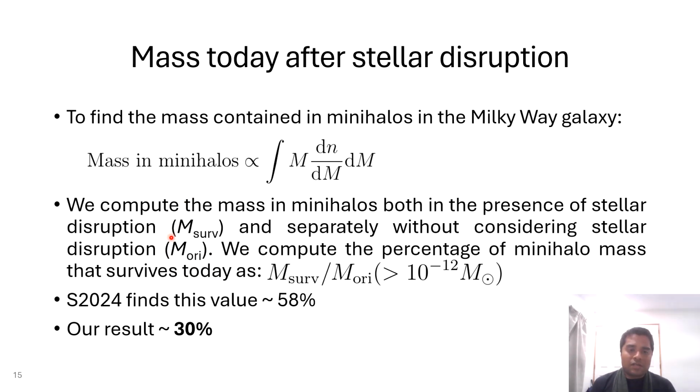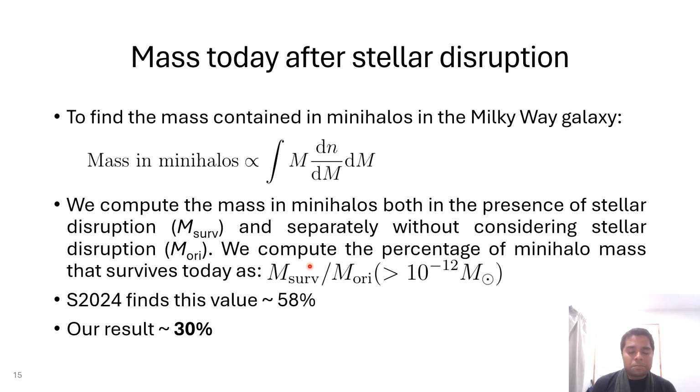So we call that M sub original. And there is a Monte Carlo procedure we adopt to compute the mass function in the presence of stellar disruption, and it invokes the energy injection parameters we talked about. If you stick that stellar disrupted mass function, which is a suppressed mass function, in here, we get the mass in minihalos in the galaxy in the presence of stellar disruption, and that we call M sub survive.